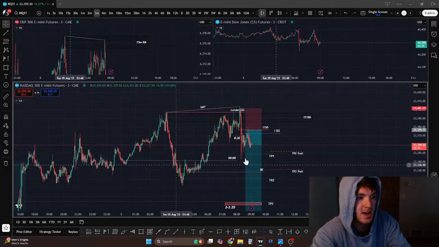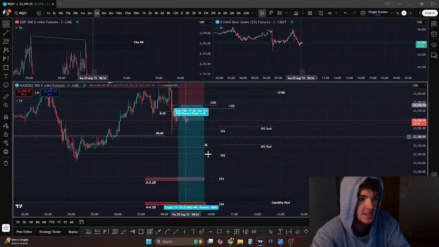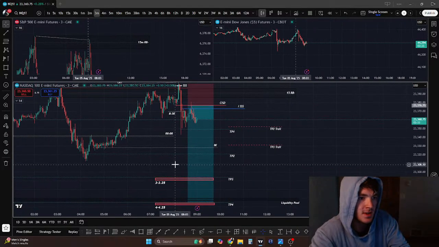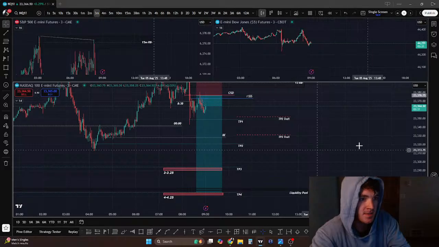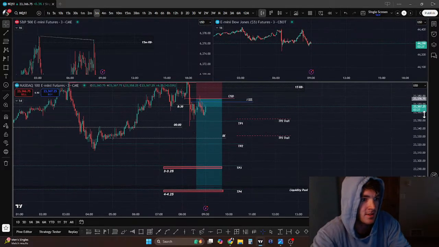Once again, I'm sticking to my exact plan. This is the plan I've laid out. So this is the exact plan I'm going to stick to, and I'm not changing it. Whatever happens is going to happen. If it stops me out, that would suck a lot.